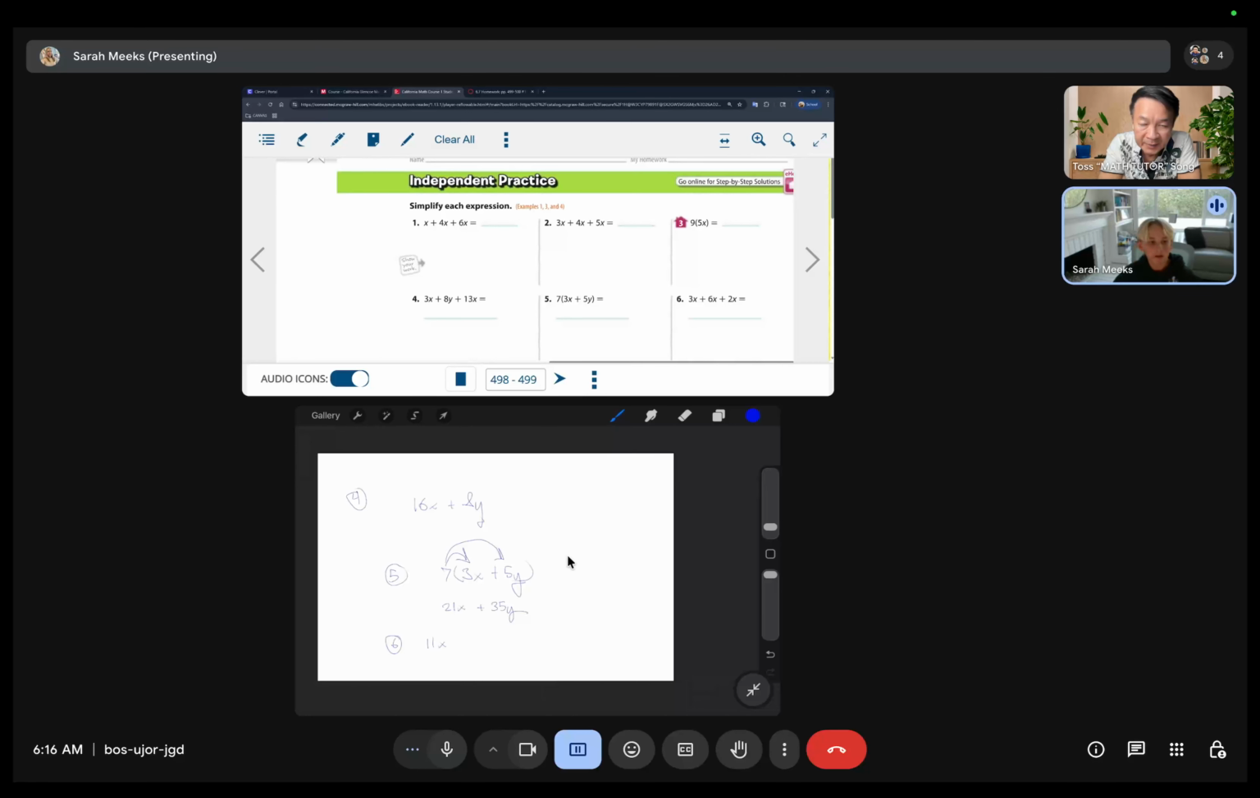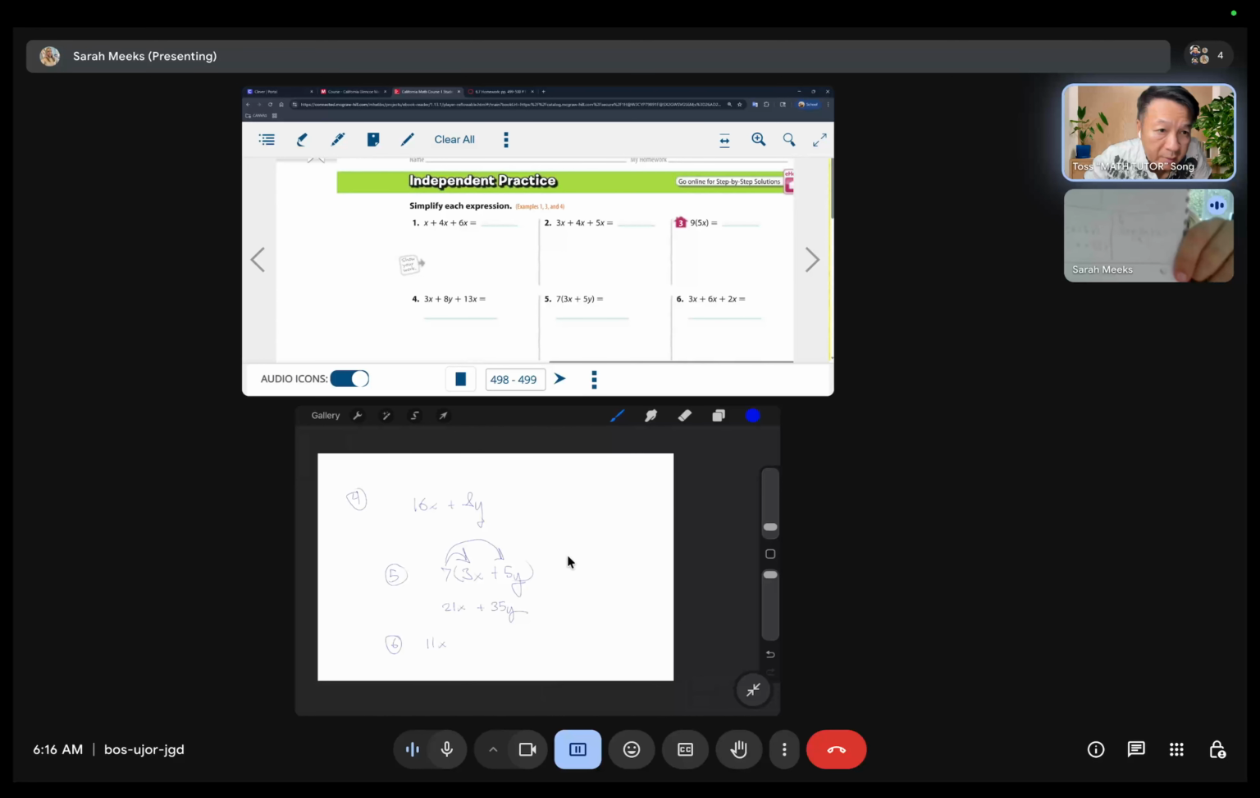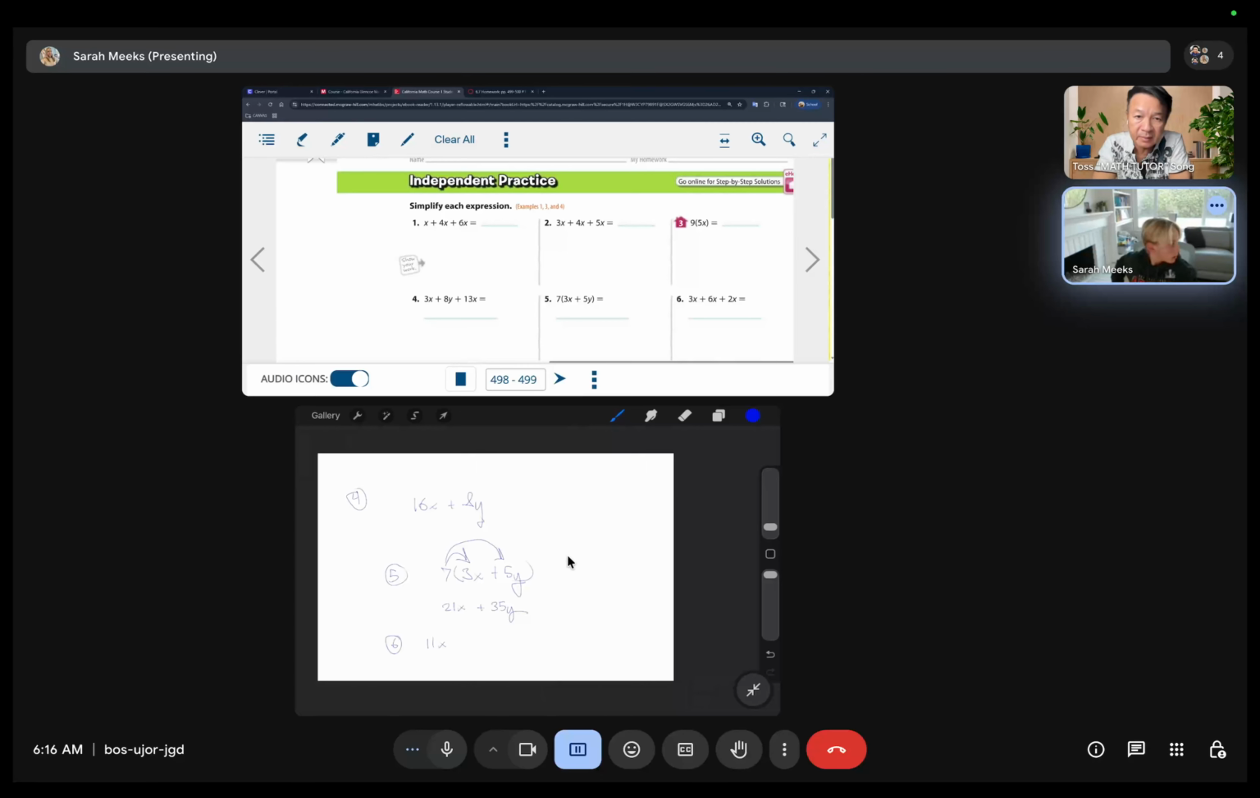Okay, I got it. All right, let's scroll down. So is this how you would write it? Like this? Yeah, you can copy the original and then equate it to the answer 11x. Okay, cool.